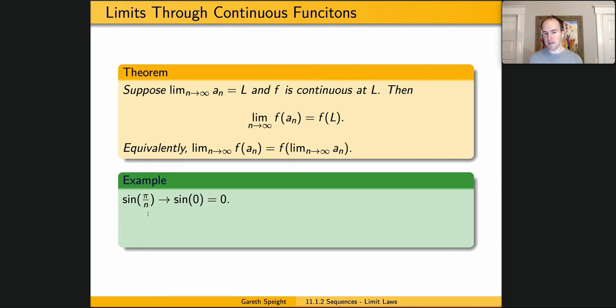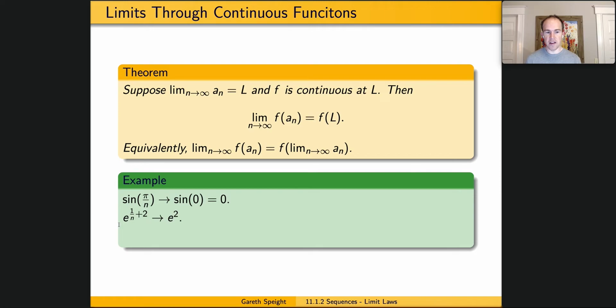Right, there is the first term, sine of pi over 1. Second term, sine of pi over 2, sine of pi over 3, sine of pi over 4, and so on. It's a sequence. We can find the limit of it by taking the limit inside sine. So the inside is pi over n. That tends to 0. So the limit of sine of pi over n is going to be sine of 0, which is 0. We just bring the limit inside, do sine at the limit, because sine is continuous.